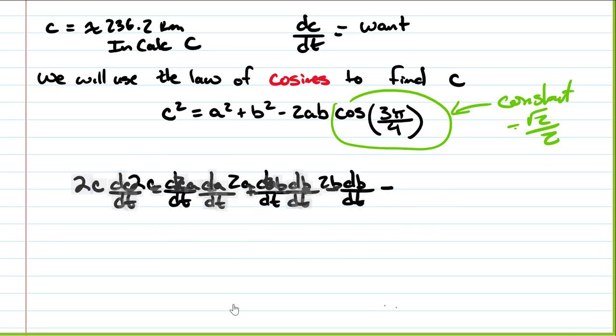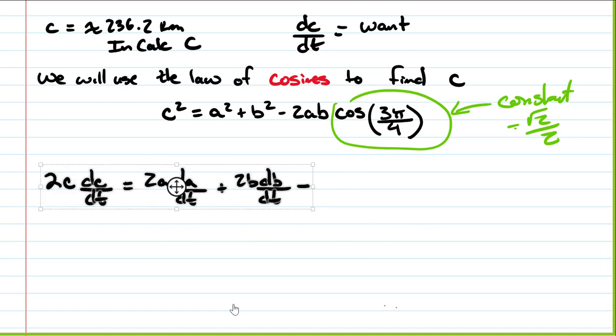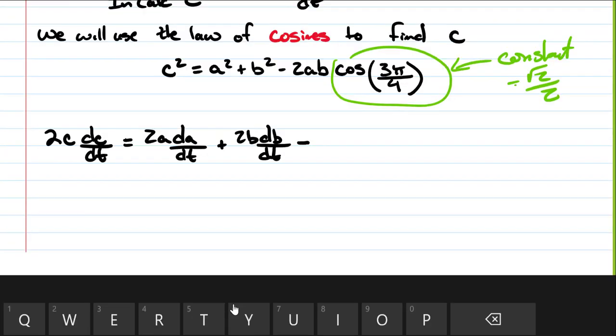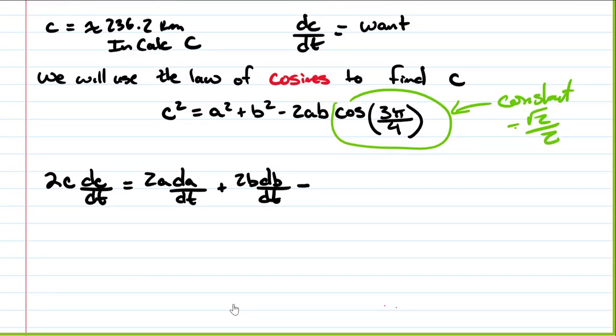In this next part right here, I have a negative 2a times b, right? So I have negative 2, and I'm going to pull out my negative square root of 2 over 2. But on this part, where I have a times b, how are these two things connected? Multiply, right? And they're both functions of time, so I have to use the product rule.